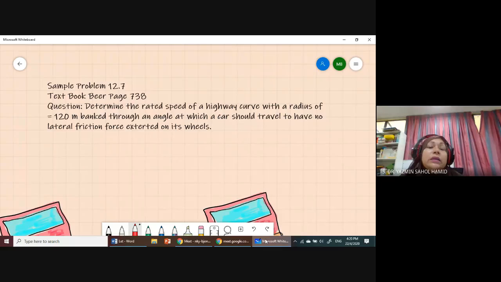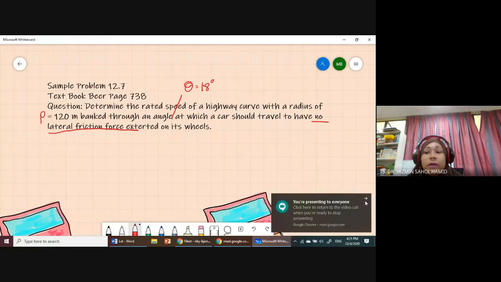Number one, determine the rated speed of a highway curve with a radius rho of 120 meters, banked through an angle theta of 18 degrees, at which a car should travel to have no lateral friction force. So there is no lateral friction force exerted on it.